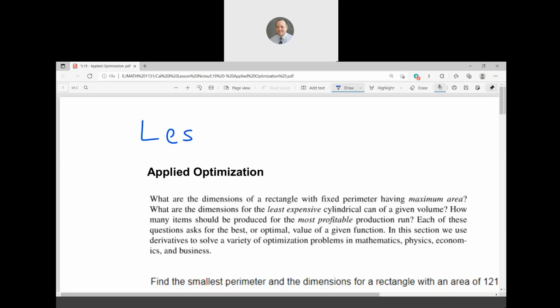And lesson 19 is on something called applied optimization, and it involves derivatives. Let's start by figuring out what applied optimization really means.